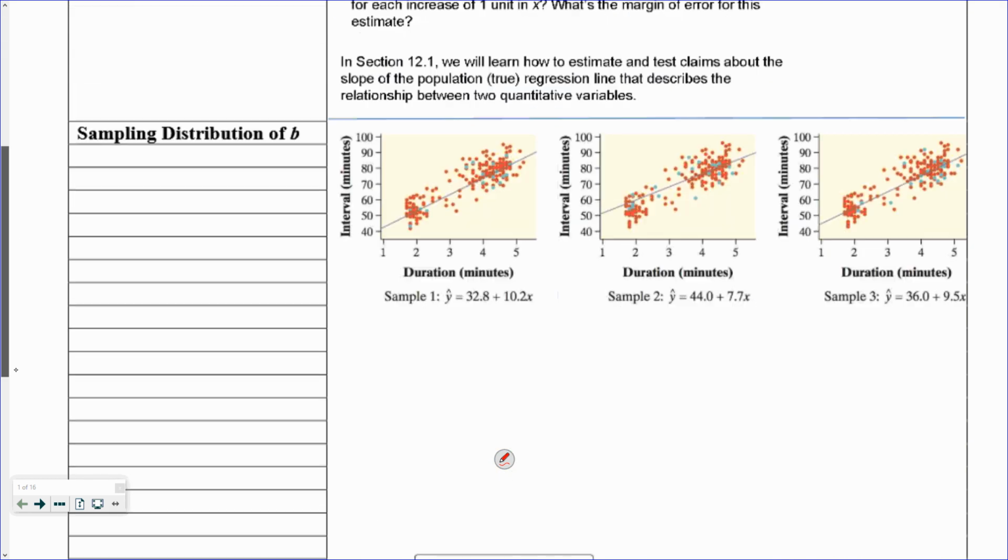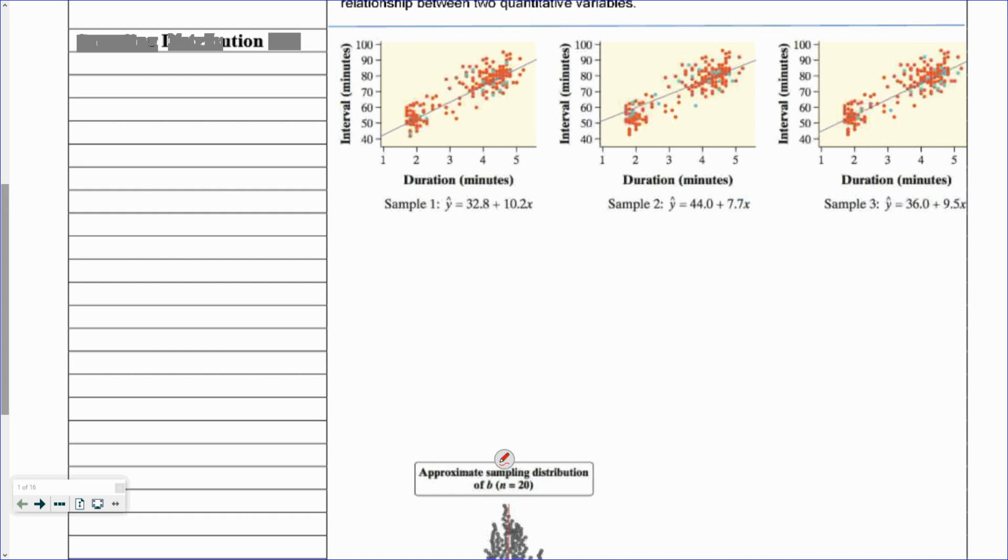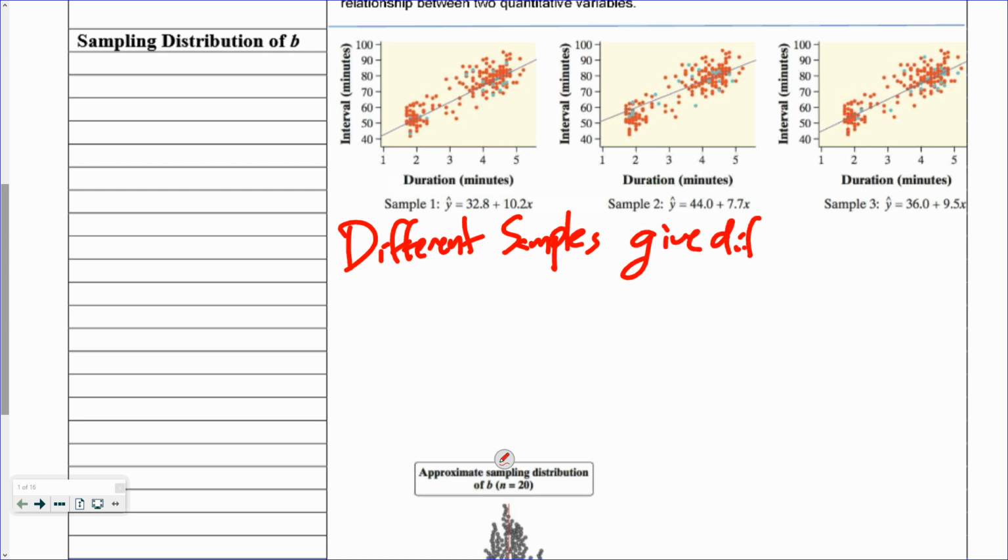So, sampling distribution of b. Why are we showing you this? The idea, as always, is that different samples are going to give different estimates of beta. The three above examples show slightly different slopes, slightly different intercepts. Not surprisingly, different samples are going to give you different estimates for that true slope.